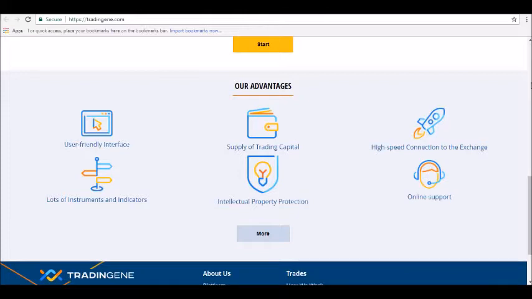There's no risk of losing your money because Tradingene provides all trading capital. It's a free platform where you can develop, research, and test your trading strategies. Investors can access successful trading strategies made by independent developers.